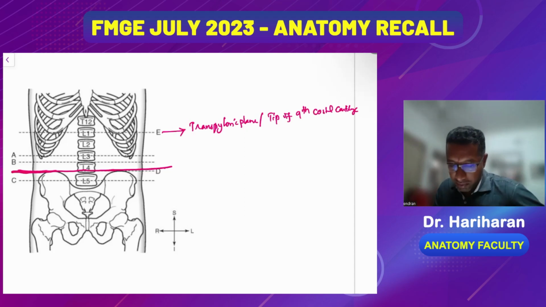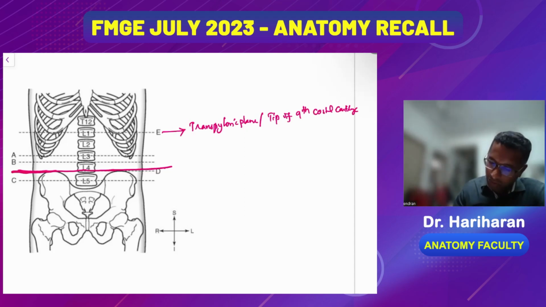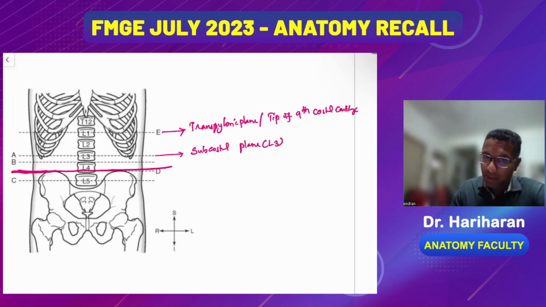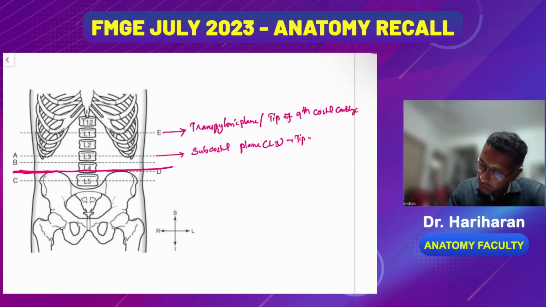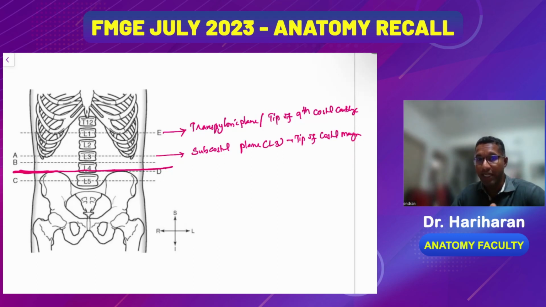Below the transpyloric plane, if you draw a plane through the tip of the costal margin, that plane is called the subcostal plane. It passes through the L3 vertebra and through the tip of the costal margins. Below the subcostal plane, if you draw a plane through the highest part of the iliac crest, that kind of plane is called the supracristal plane.